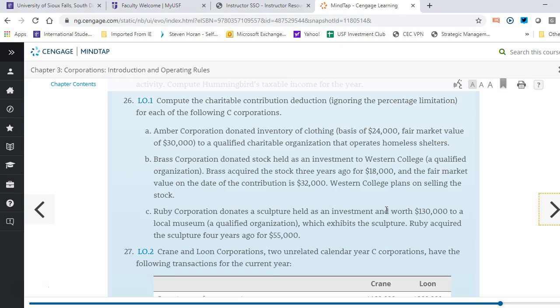So its deduction is the amount of the fair market value. It's tangible personal property that's put to use related to the qualified organization's exempt function. So because it's a museum and because it is a capital gain property, we get the $130 deduction.